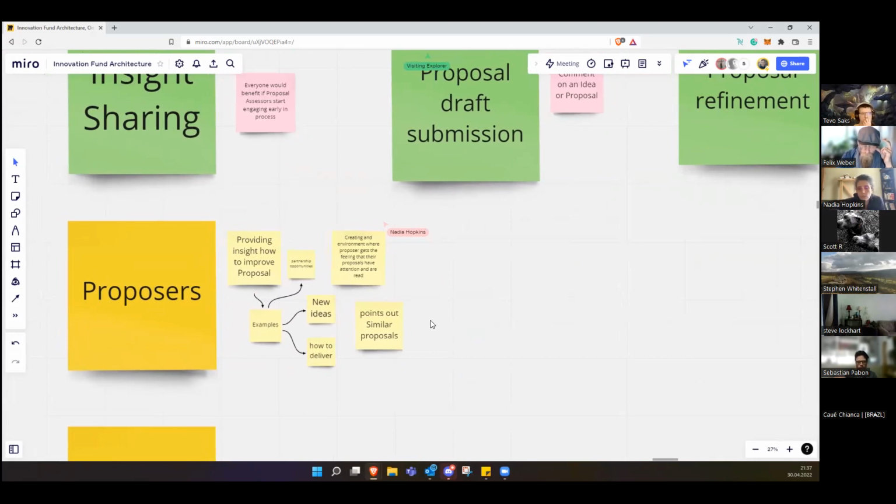I disagree slightly with the fact that it's pre, because I see value there, even if the proposals are locked and you point out, hey, you both have the same proposals. If we are locked, you cannot coordinate anymore, but you still can be aware that you're both doing the same thing.